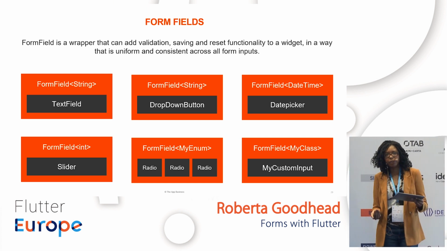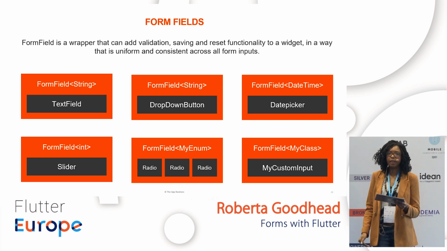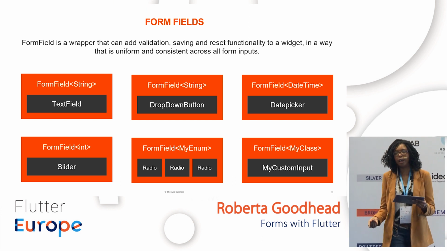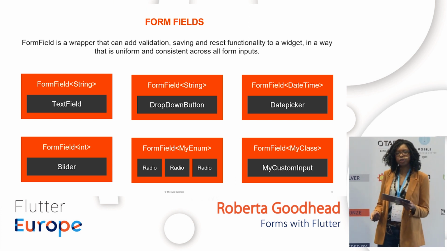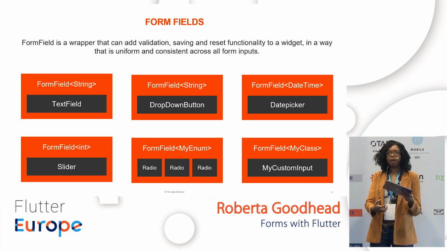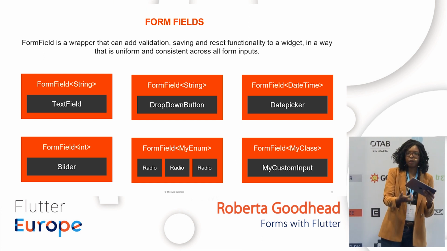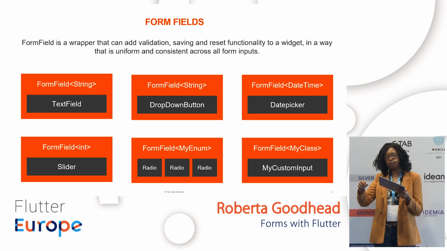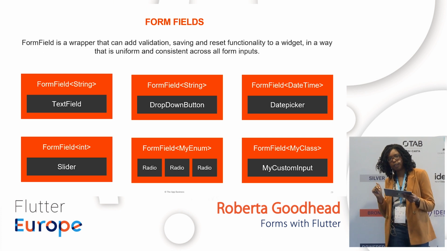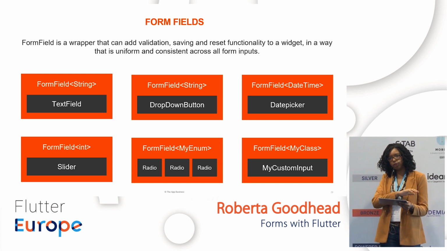Now, a form field is a wrapper that can add validation to an existing input widget. And as well as validation, it can also add saving and reset functionality. And it does it in a way that is uniform and consistent across all form widgets. So it could be that one input might handle data one way, and another input's interface might be another way. And what the form field will do is add consistency across all of your widgets in terms of validation.